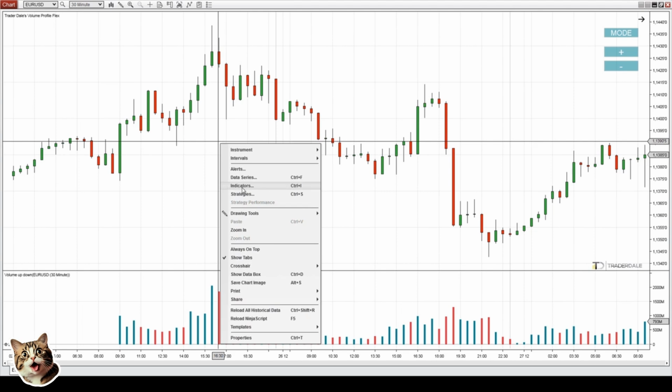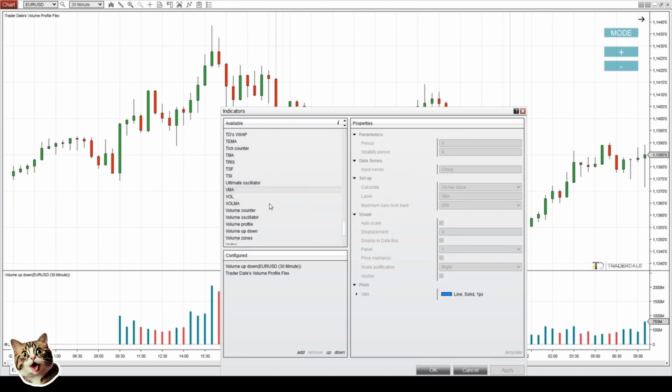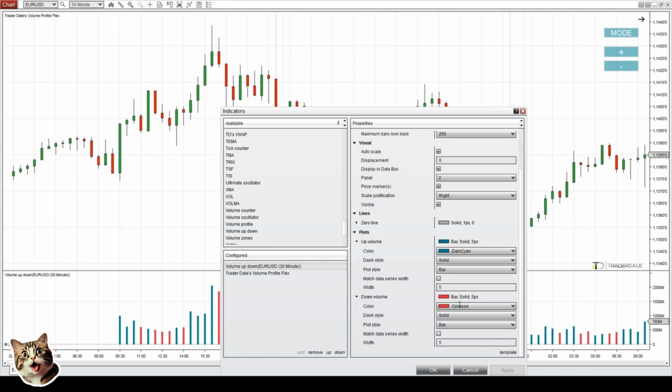So you right-click the chart, you go to Indicators. In this list of available indicators, you'll search for the volume up-down indicator. It is this one. You double-click it, and this is just the standard setting of the indicator. You don't need to change anything in here. Maybe only the width. So you can set it for wider values, so the bars are wider. But setting this won't change the functionality of the indicator. This is just visual settings.